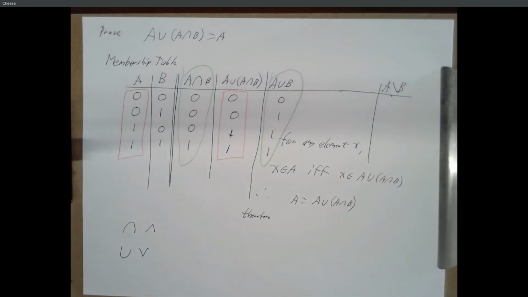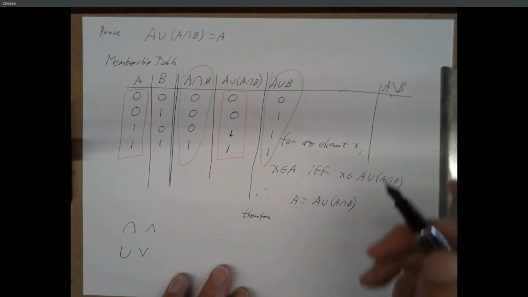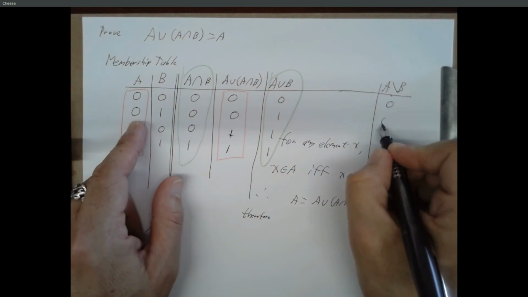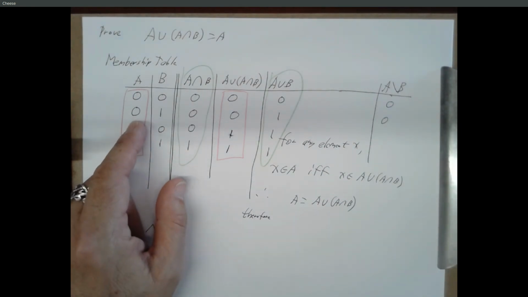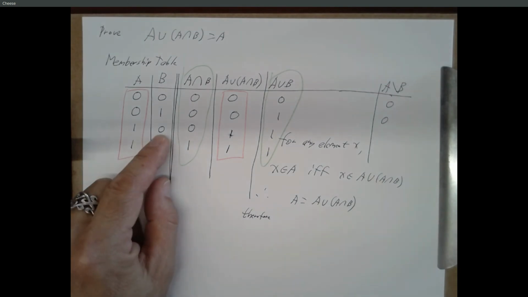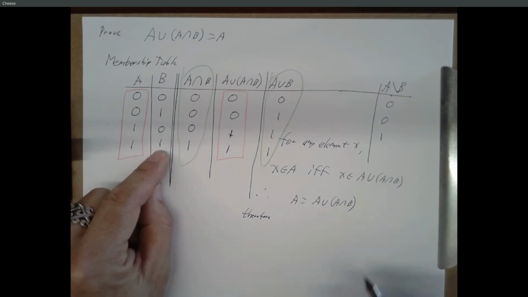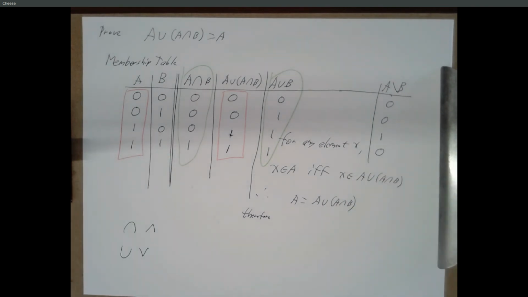What about A take away B? If something's not in A to begin with, it's not in A take away B, right? So if something's not in A, these are zeros. If something is in A and not in B, it's still going to be in A take away B. But if it's in A and it's also in B, then it's not going to be in this subtraction. So that doesn't really map nicely to something in 250. Well, it does.